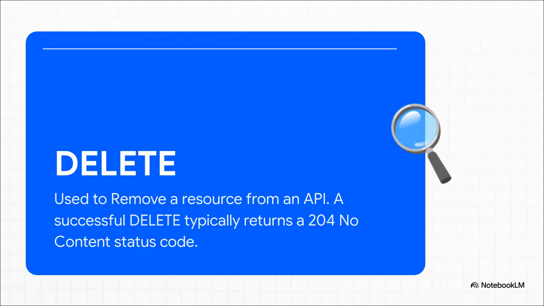And that brings us to delete. No surprises here, its job is to permanently remove a resource from the server. The interesting thing about a successful delete is that it usually doesn't return anything back. Instead, it confirms it worked with a very specific status code, 204 no content.